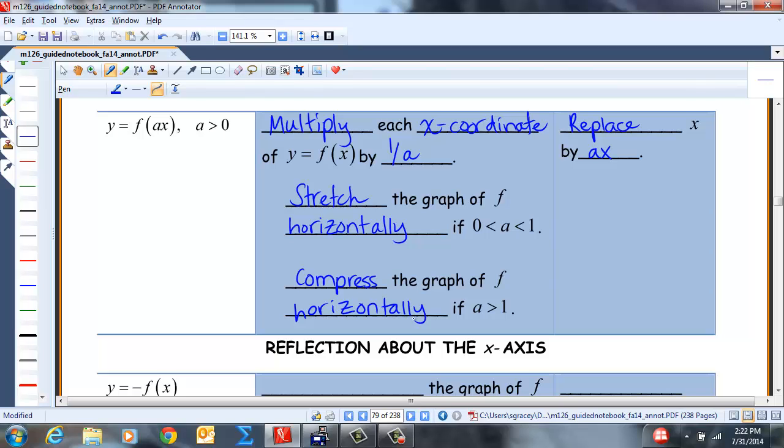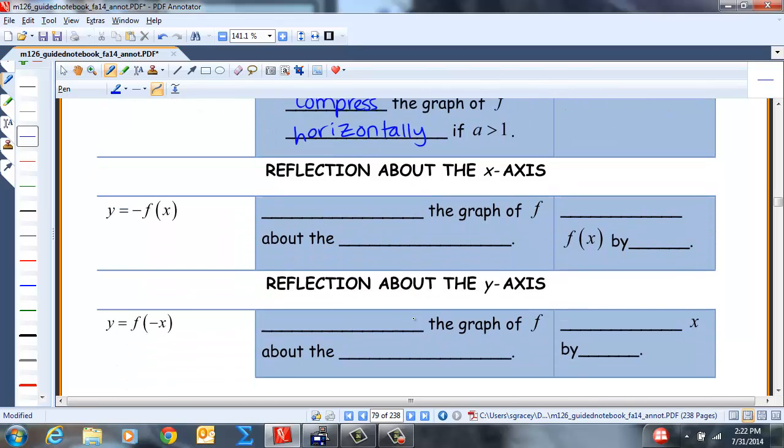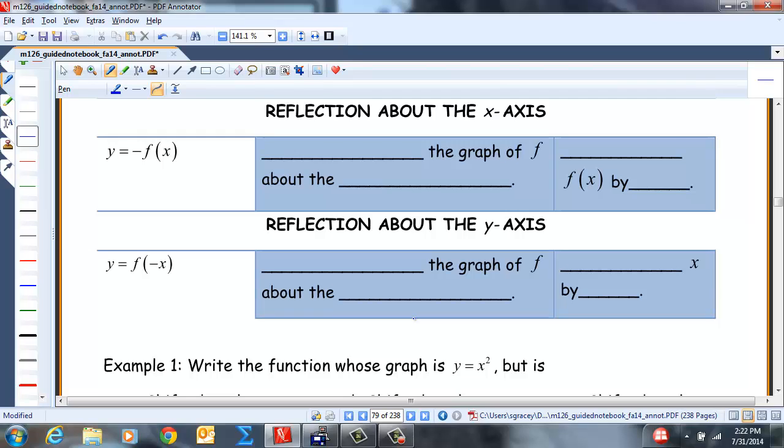So now reflection about the x-axis. In the case where you have negative f of x, you reflect the graph of f about the x-axis. And what's happening in the function is you're multiplying f of x by -1. So each y value is opposite of what it started.